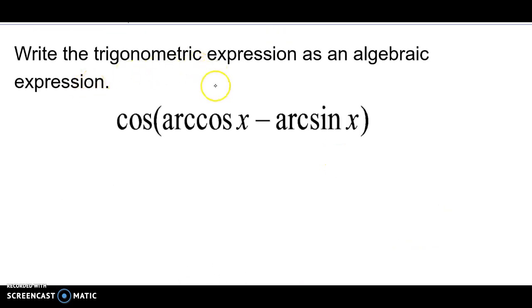It says, write the trig expression as an algebraic expression. Okay, so in other words, we want no trig in our final answer, so let's simplify. Hint, this also will involve using triangles. So let's see what you guys can come up with. I think you can do it. Okay, so go ahead, put me on pause and try this one on your own. Also, hint, this is going to be using the difference identity for cosine.